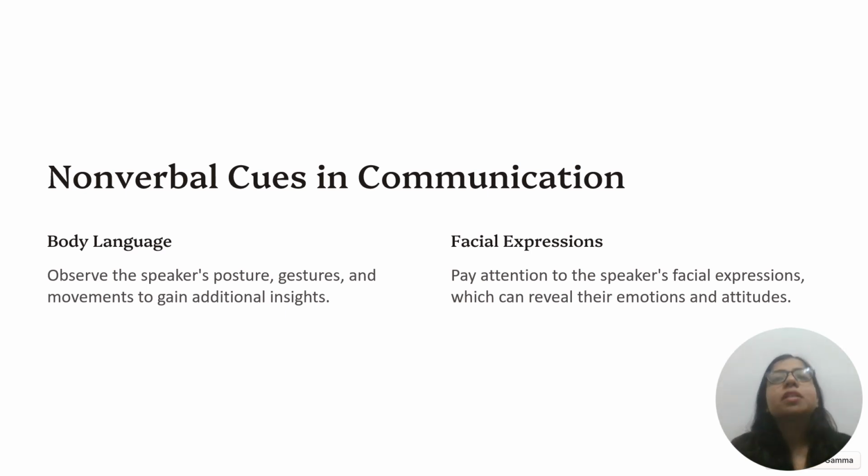Like if the person is saying yeah, I'm fine, but you can see by the body language that the person is not fine, so you can help that person without them asking for it. So body language plays a very important role when you want to know about someone and they are not telling you directly. And next is facial expression.